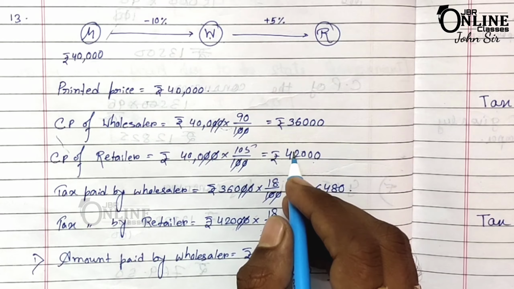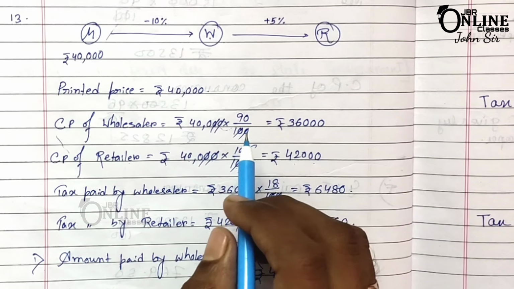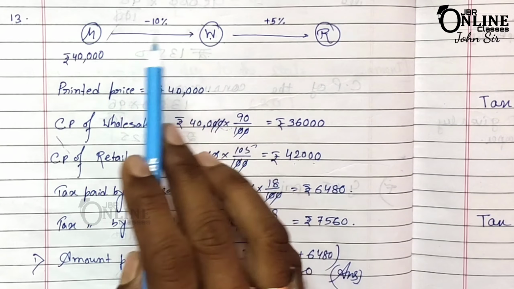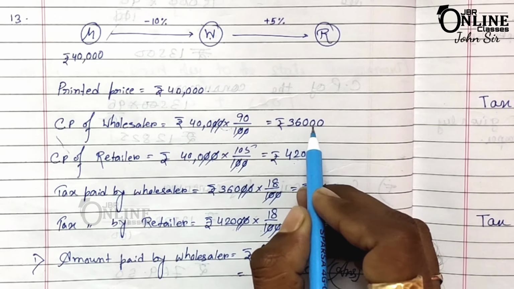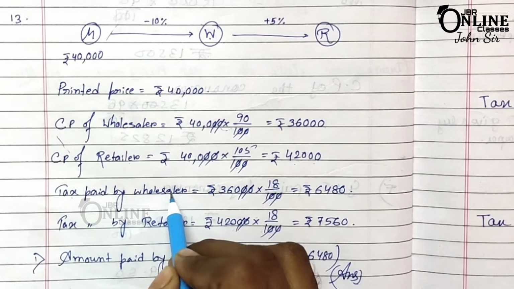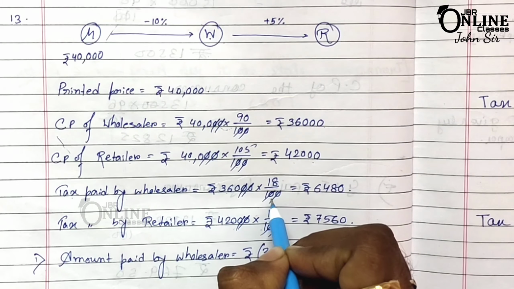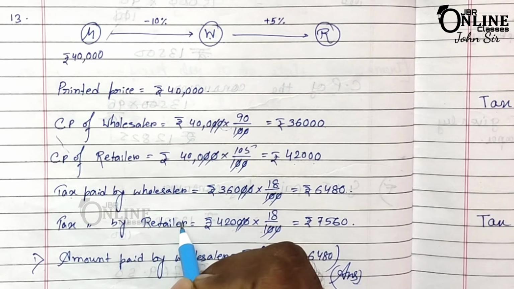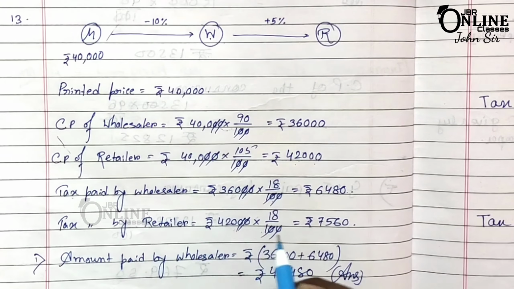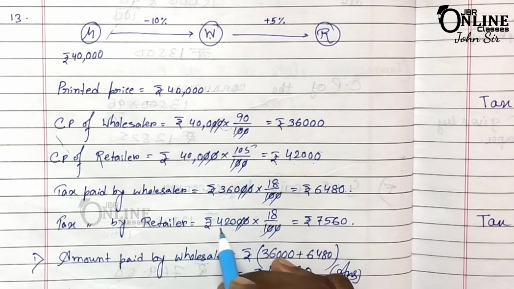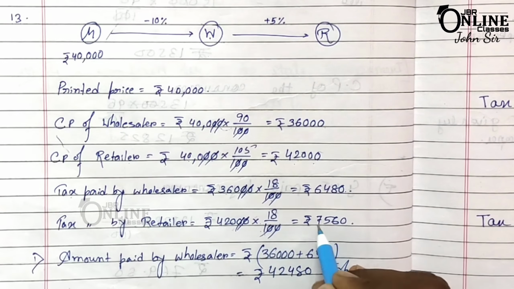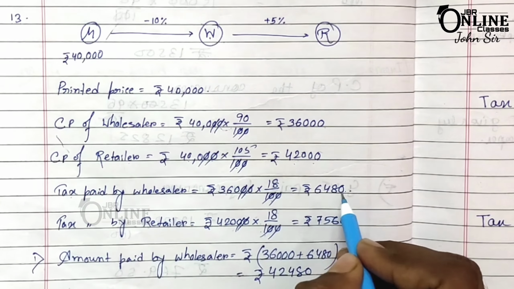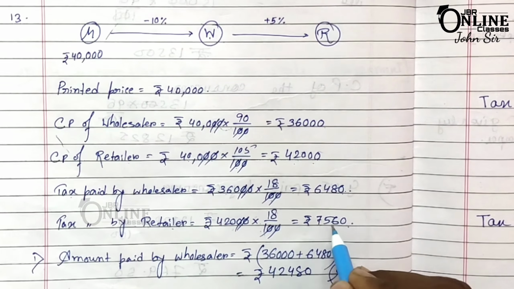First, the amount inclusive of tax paid by the wholesaler for the article. The wholesaler buys the article at rupees 36,000. So here the tax paid by the wholesaler is 36,000 into 18 by 100, and that equals 6480. Next, the tax paid by the retailer, that will be 42,000 as the selling price. So 42,000 into 18 by 100 is 7560. So the wholesaler paid the tax 6480 and the tax paid by the retailer is 7560.